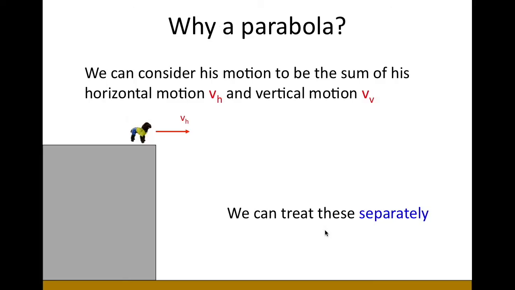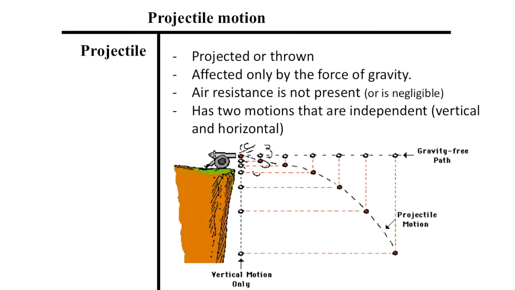Why is this? Let's consider his motion to be the sum of his horizontal motion and his vertical motion. We can treat these separately. And notice here that v sub h is the horizontal velocity, and then v sub v is the vertical velocity. Sometimes you might also see vx and vy. Just be consistent. It doesn't really matter which subs you use as long as it makes sense and you're consistent. Let's begin by taking some T-notes.